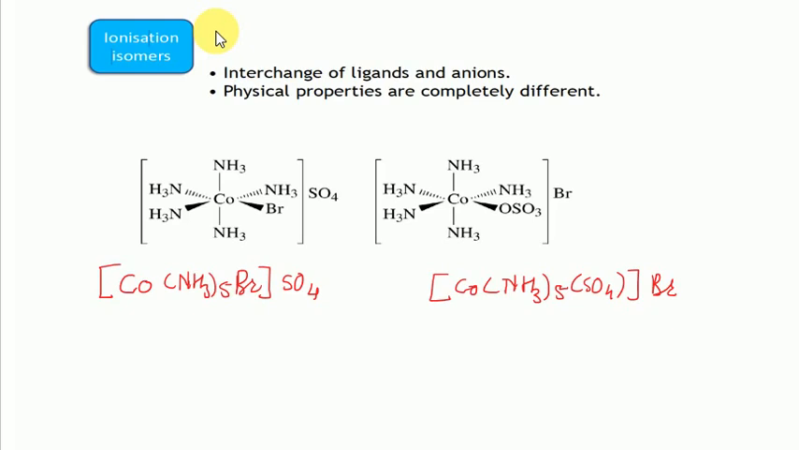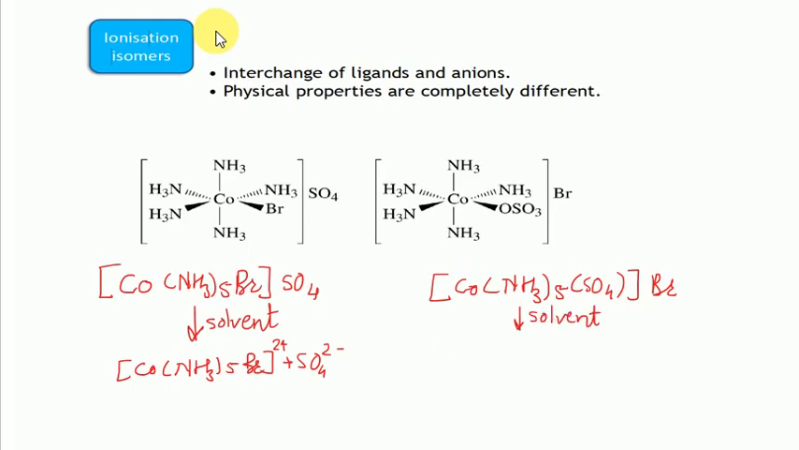Now these two complexes, if we dissolve them in the solvent, give the complex ion and the counter ion. The first complex in solvent gives [Co(NH3)5Br]2+ and SO4 2-, the counter ion, and the second compound, after dissolving in the solvent, gives [Co(NH3)5SO4]+ and the bromide ion. Now what is the difference between these two? The counter ion is different.